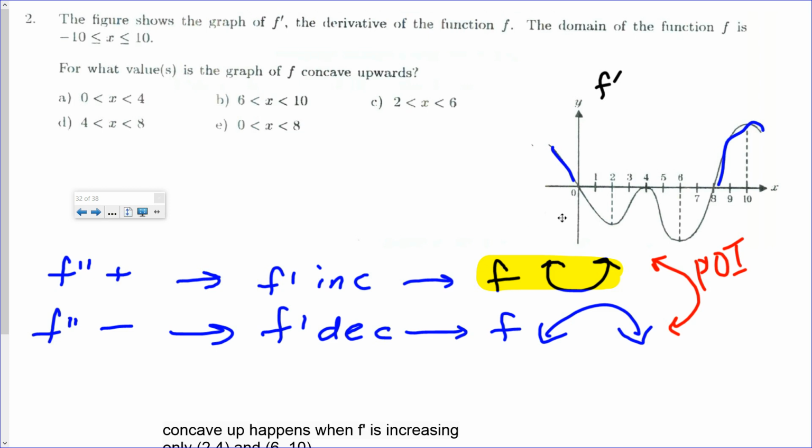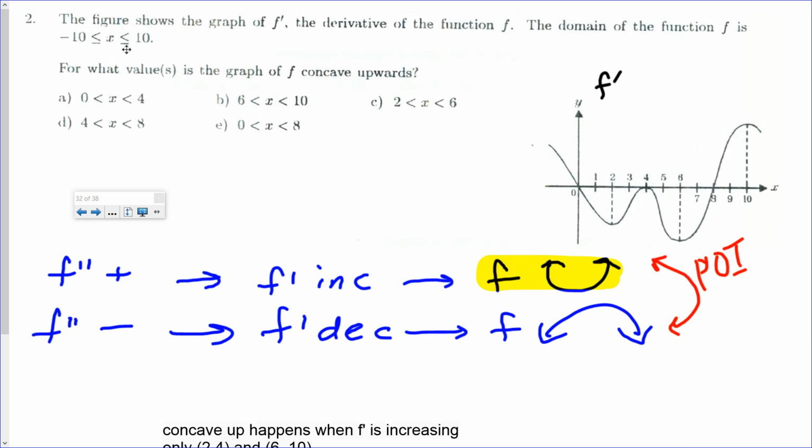Where is f prime increasing? A different question from f prime positive. Where is f prime increasing? Here and here. Everybody good with that? So increasing and positive are not the same things, okay? And this is my boy f prime. All right, let's look at this.